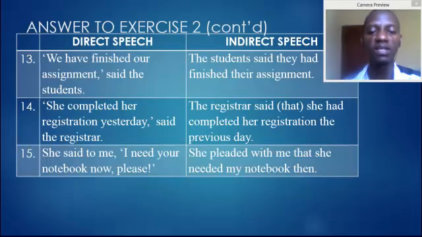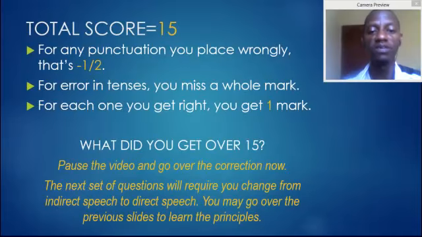And lastly, she said to me, "I need your notebook now, please." Becomes she said she pleaded with me that she needed my notebook then. Total score 15. So for any punctuation you place wrongly, that is minus half.